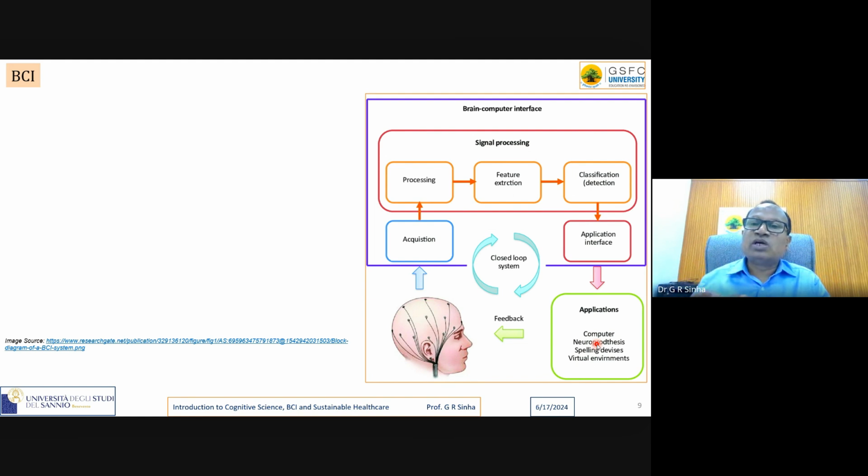It may be related to the study of Alzheimer's disease, brain disorders and disabilities. All these are covered in a box called applications. The applications are external and interfaced by the application interface, and then the human brain signal is captured through signal acquisition. We'll understand how we acquire the signal in detail in coming slides and lectures.